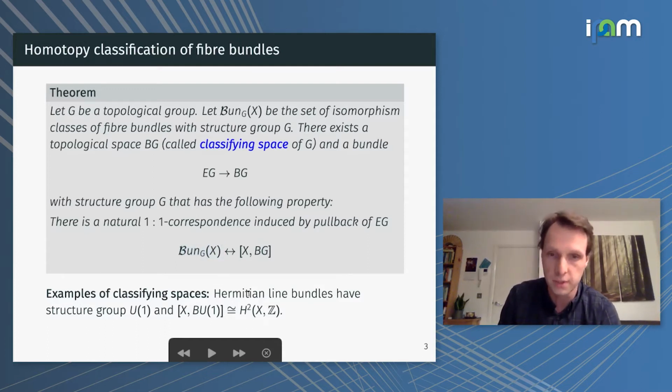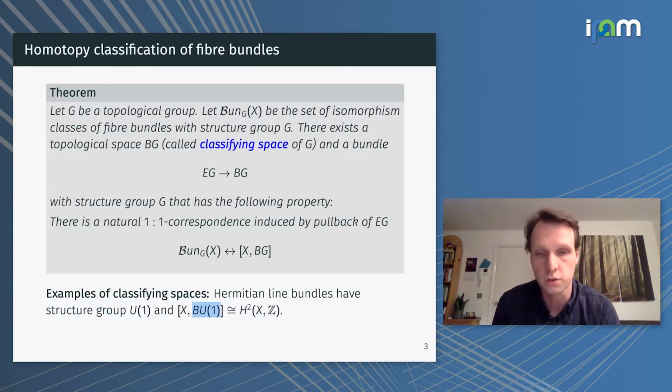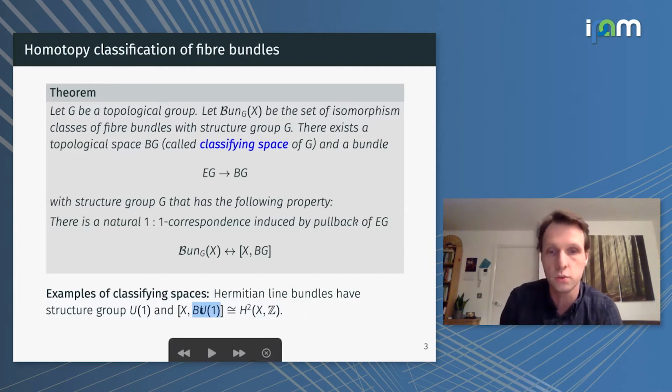So for example, if I want to look at Hermitian line bundles, then the structure group is the group U1, the circle group, and then you work out that the classifying space has only one non-trivial homotopy group, which sits in degree 2. Therefore homotopy classes of maps from your space to this space BU1 will be in one-to-one correspondence with the second cohomology of the underlying space with integer coefficients.